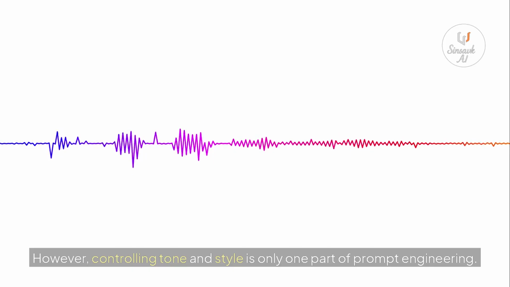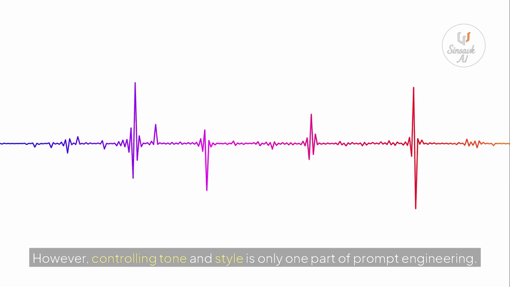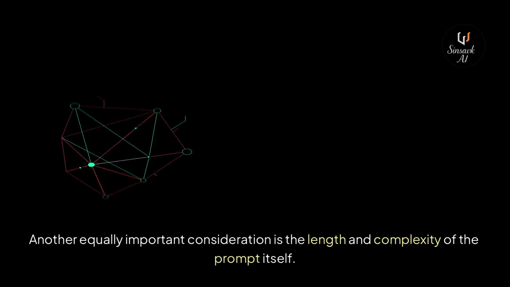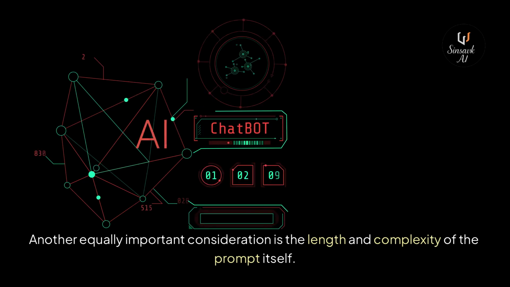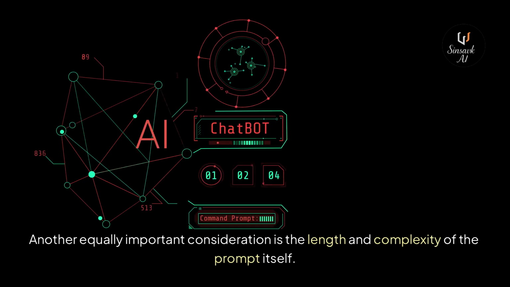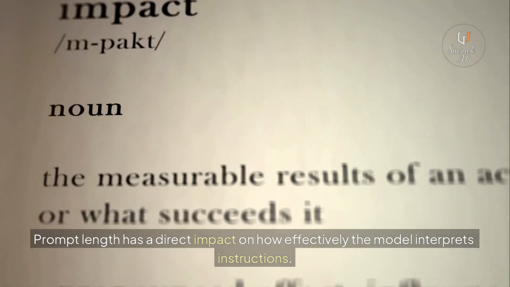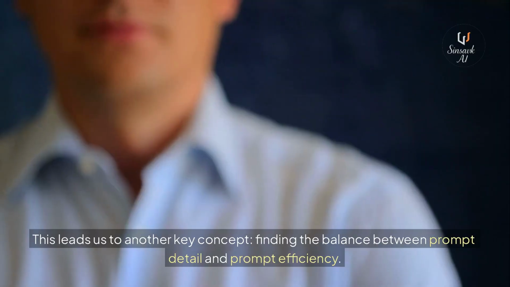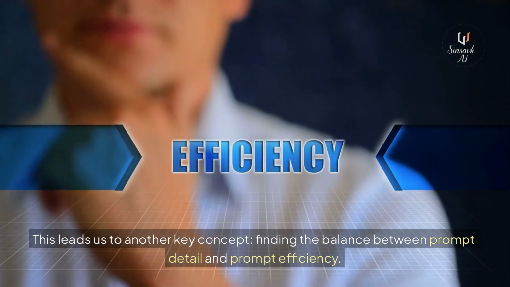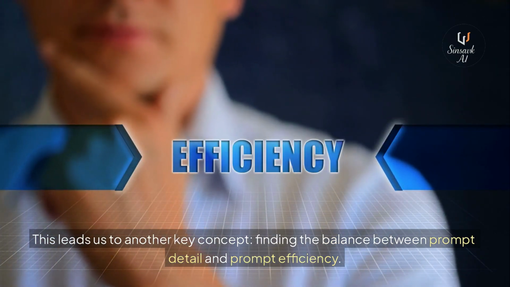However, controlling tone and style is only one part of prompt engineering. Another equally important consideration is the length and complexity of the prompt itself. Prompt length has a direct impact on how effectively the model interprets instructions. This leads us to another key concept: finding the balance between prompt detail and prompt efficiency.